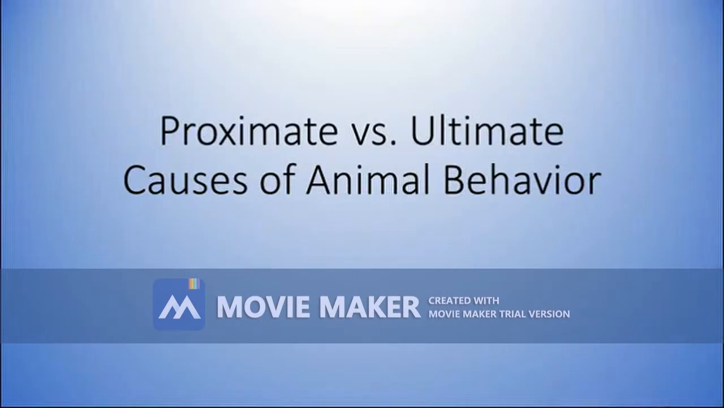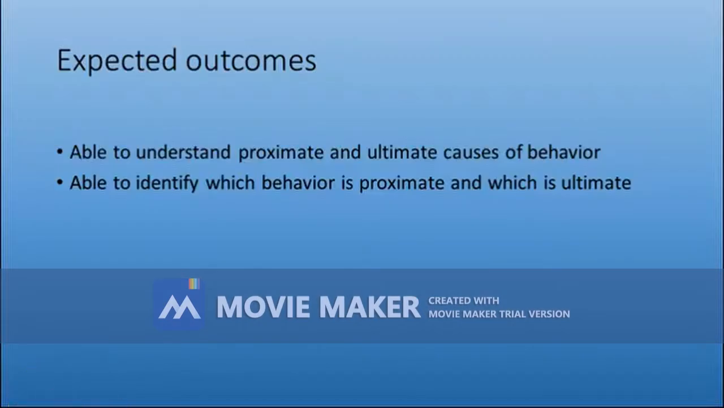Dear students, today we will learn proximate versus ultimate causes of animal behavior. After this lesson, we will be able to understand what proximate and ultimate causes of behavior are, and also identify which is proximate behavior and which is ultimate behavior. Overall, we will understand the significance of proximate as well as ultimate causes of behavior.